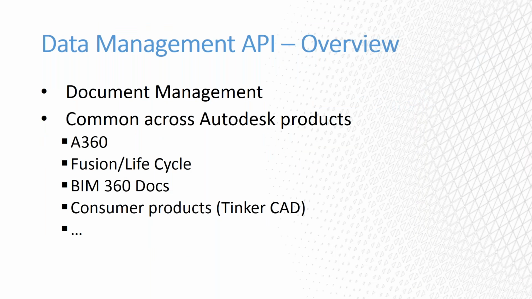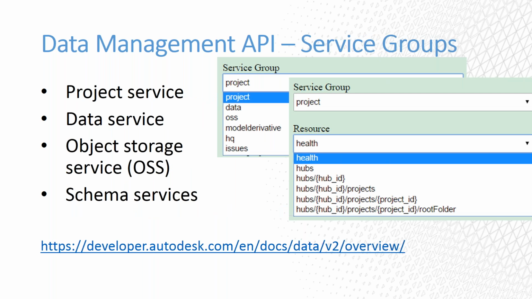Okay. So now the next big one is the data management API, and data management API is for document management, and it's common across various Autodesk products such as BIM 360, Fusion Lifecycle, and of course BIM 360 Docs and Teams, and then consumer products such as Tinkercad.